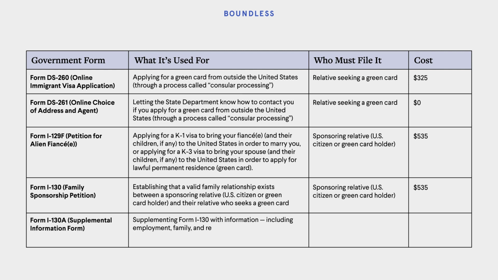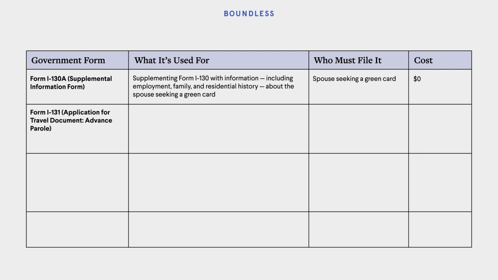Form I-130A, Supplemental Information Form. This form is used to gather additional background information, e.g., employment, family, and residential history about a person seeking a green card. The spouse seeking a green card will need to file this form, and there is no additional cost to file it.